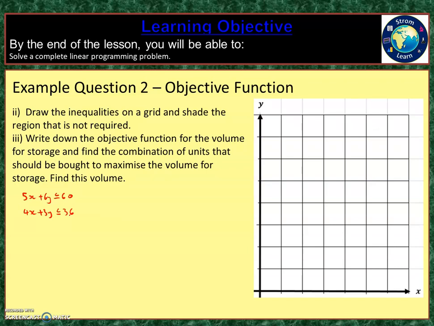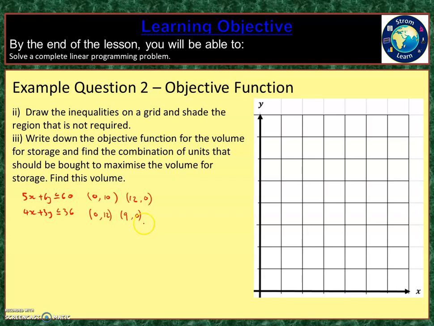Okay, so let's draw these in. We're going to use the same method as we used in the last video. So we're going to look at the coordinates where x is 0 and where y is 0. So when x is 0, y would be 10. When y is 0, x would be 12. And the next one, when x is 0, y would be 12. And when y is 0, x would be 9. So let's show these inequalities now on the graph.